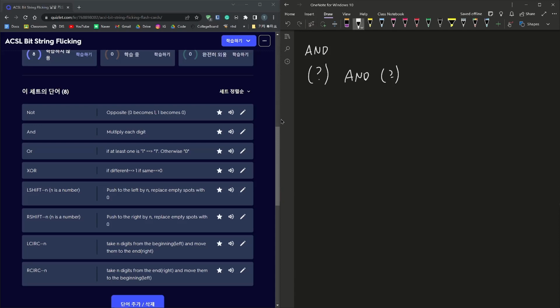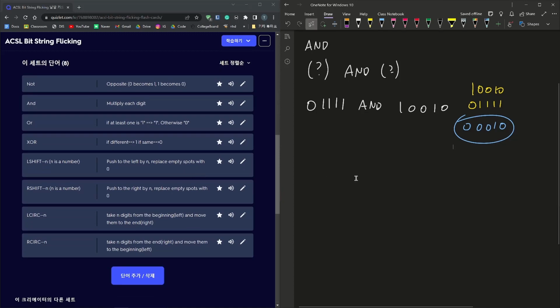Let's say we have two numbers, 0 1 1 1 1 and, I don't know, 1 0 0 1 0. Let's put these two numbers like this, up and down, just because it's easier to look at it this way. If you prefer vertical, that's totally fine. Just multiply the digits. What we're going to get is 0 0 0 1 0. So that's the answer here. Just use the shortcut. It's much easier and much faster.